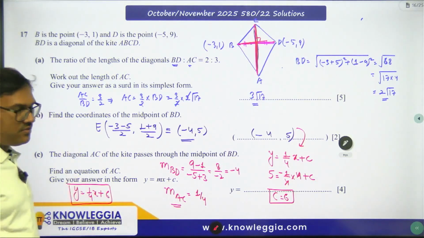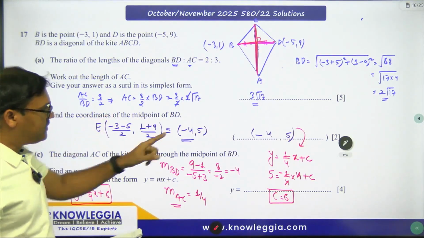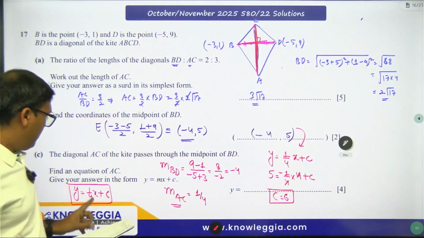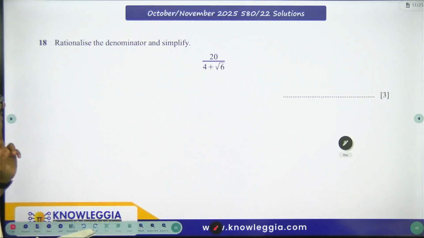So let's check the answer for this question. This is 3 root 7 minus 5, 4 comma 5, 1 by 4 x plus 6. That is the correct answer for this question. I hope this is clear.